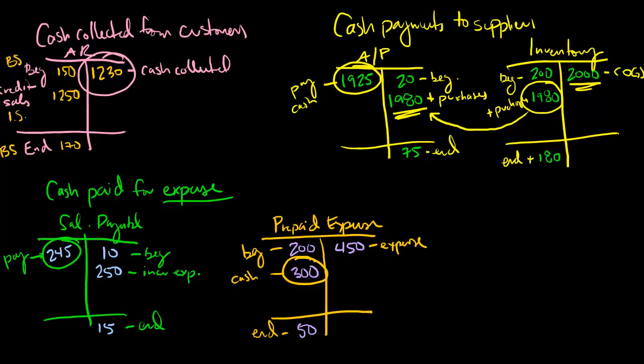So the circled values for the cash paid for prepaid expense, for the salaries payable, for the cash collected, and the cash paid to suppliers are all going to appear on the statement of cash flows. We are not going to include our purchases as a separate item because that is already built into the accounts payable.